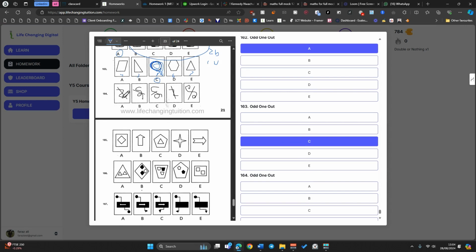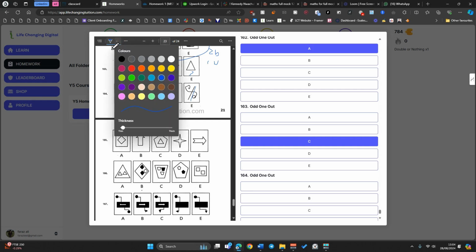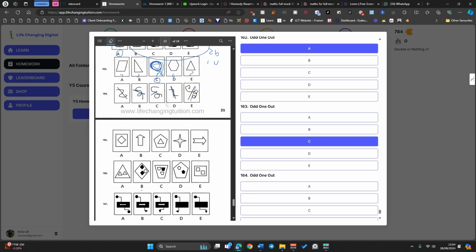Question 164. What's similar between all of these? I'm seeing again the line, right? This line is straight. This line is straight. This line is a bit short. These are fine, right? So immediately I'm thinking about D being odd, but just because of the short line, but I don't think it's a strong enough case just yet, because all of the lines are actually different length.